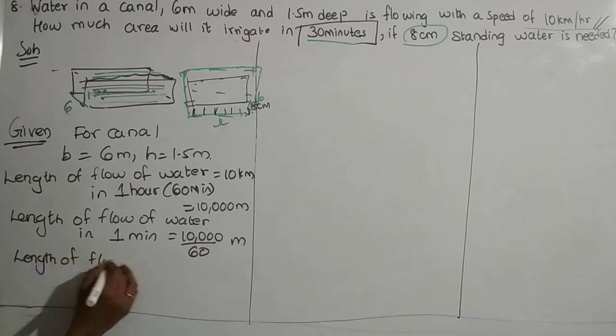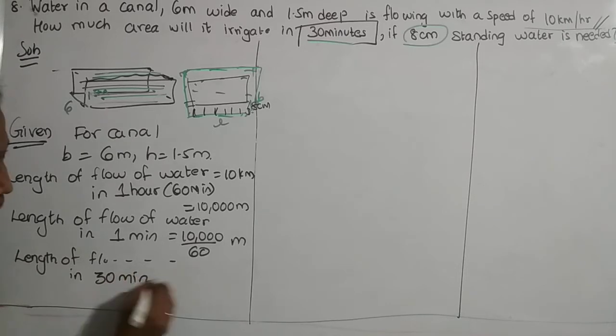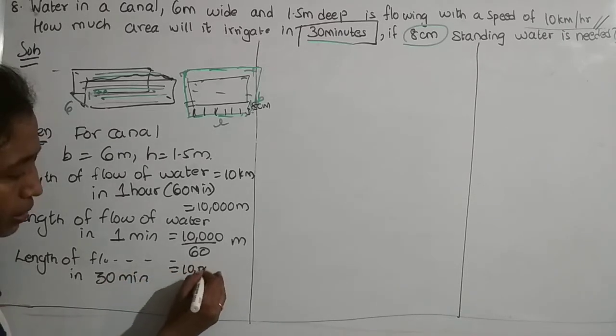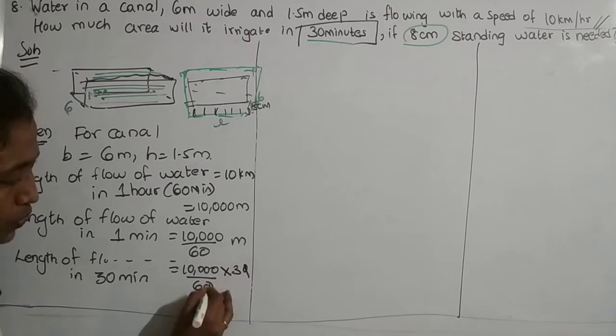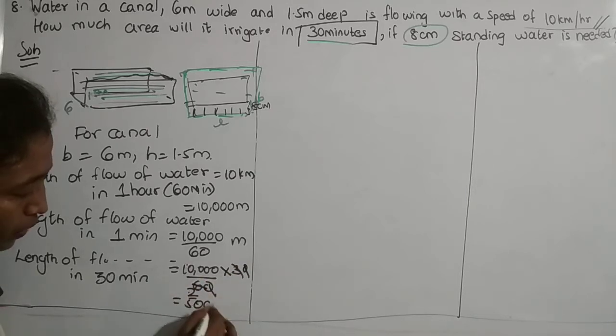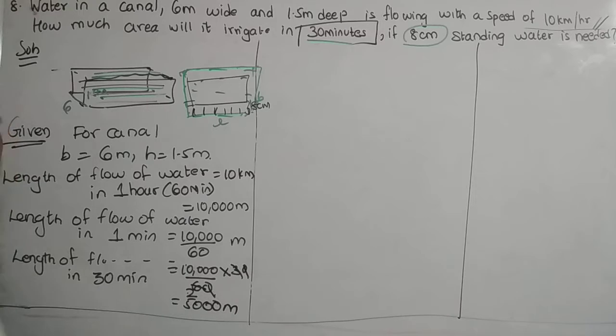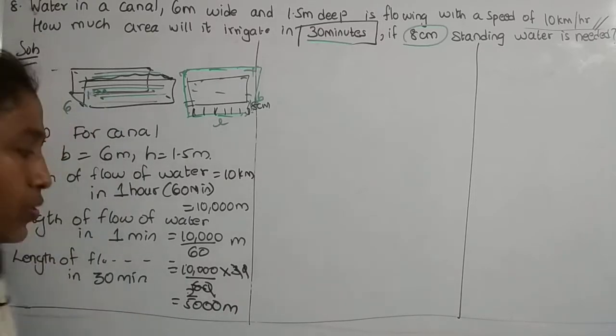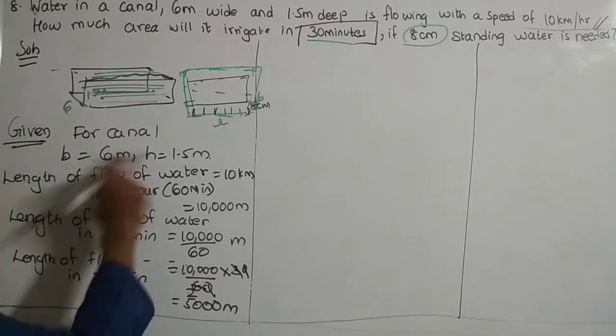Now we require the length of flow of water in 30 minutes, so we multiply by 30. It is just like the unitary method we are doing: 10,000 upon 60 into 30, students. The zeros cancel, 3 2s are 6, 2 5s are 10, so we get 5,000 meter as the length of flow of water in 30 minutes. So this is L, this is B, this is H.